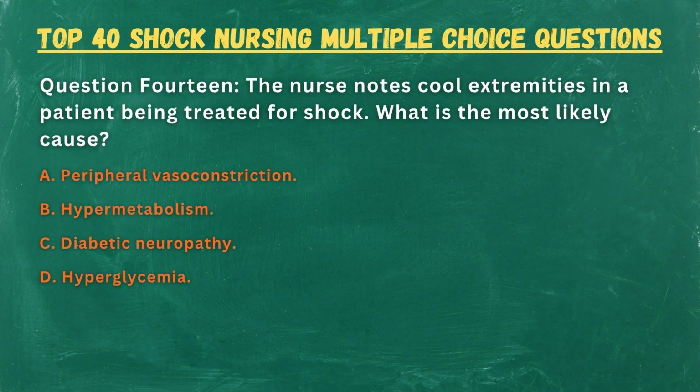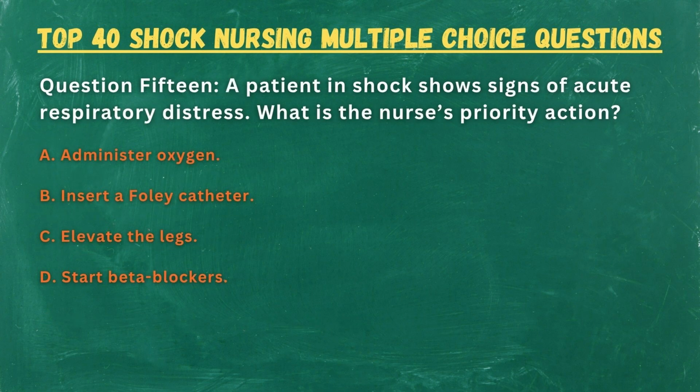Question 14. The nurse notes cool extremities in a patient being treated for shock. What is the most likely cause? A. Peripheral vasoconstriction. B. Hypermetabolism. C. Diabetic neuropathy. D. Hyperglycemia. Answer: A. Peripheral vasoconstriction.